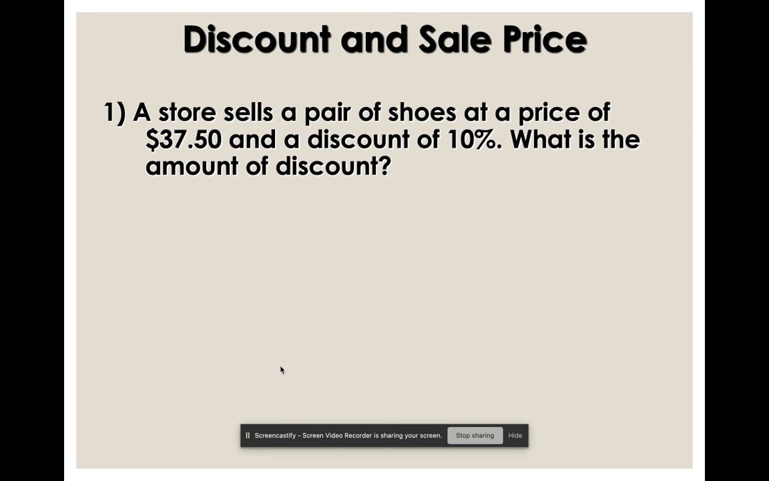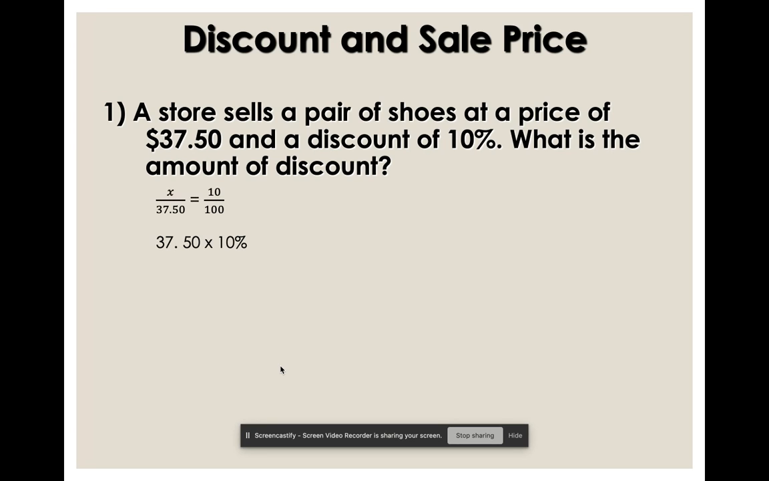There's another one for you. I'd like you to pause and try this on your own. A store sells a pair of shoes at a price of $37.50 and a discount of 10%. What is the amount of the discount? I'd love if you were able to do that in your head because we know that 10% is simply shifting that decimal place over one time to the left. But if you need to set that up as a proportion, that is totally okay. Please pause the video and do that now.